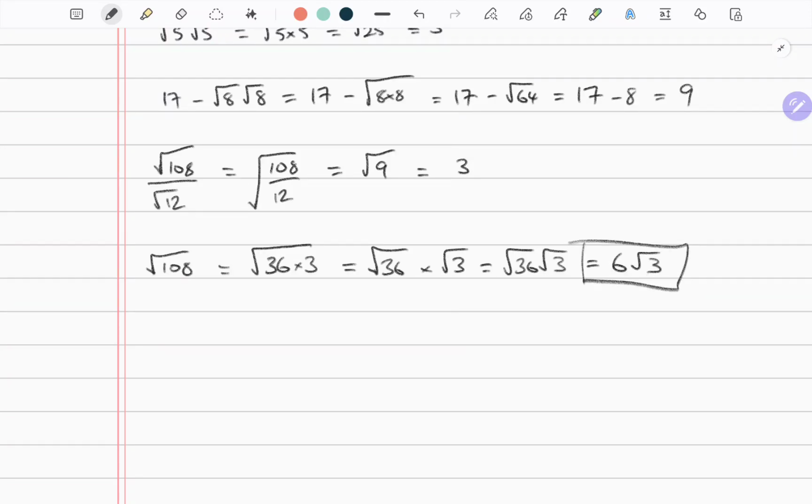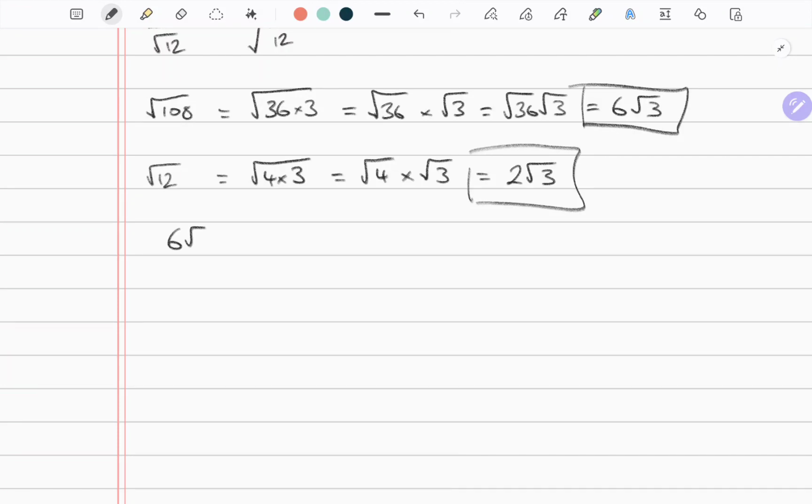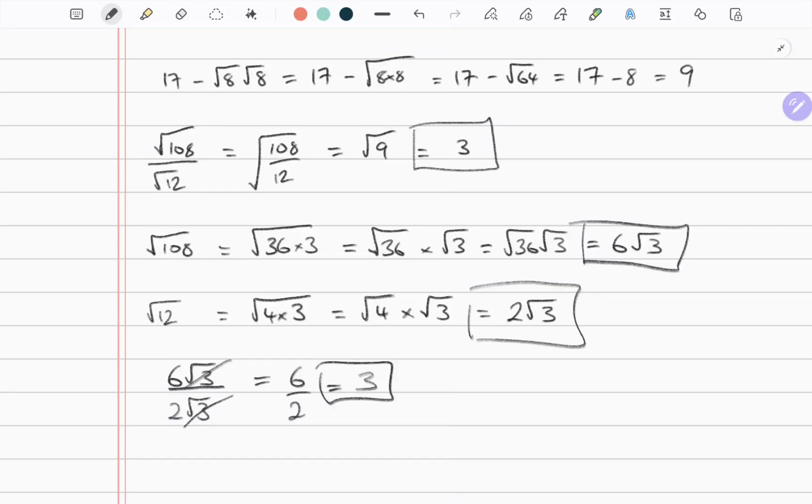So remember this. And then let's look at the 12. So square root of 12 is the same as square root of 4 multiplied by 3, which is the same as square root of 4 multiplied by the square root of 3. And that gives us square root of 4 is 2, and we've got that square root 3 there. So what we would do here is we would write 6 square root 3 over 2 square root 3. We can cancel out these square roots, giving 6 over 2. 6 divided by 2 is 3, and there's your answer, same as this one here. So it's a different way of doing it.